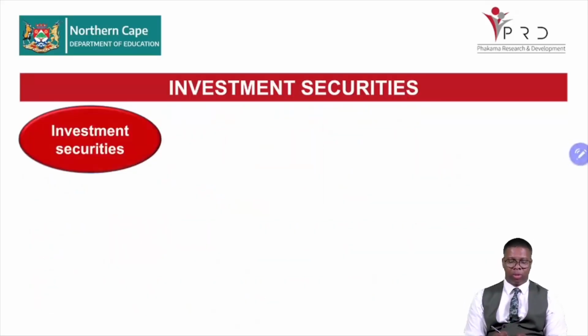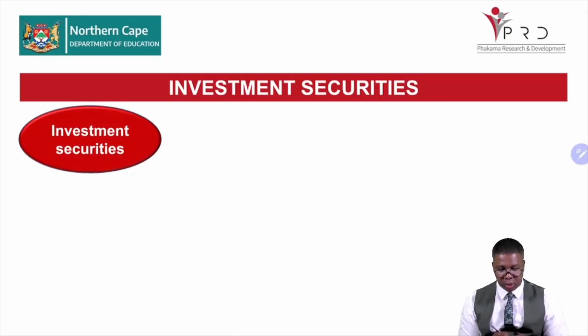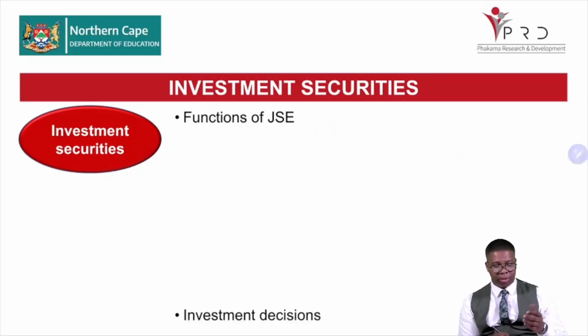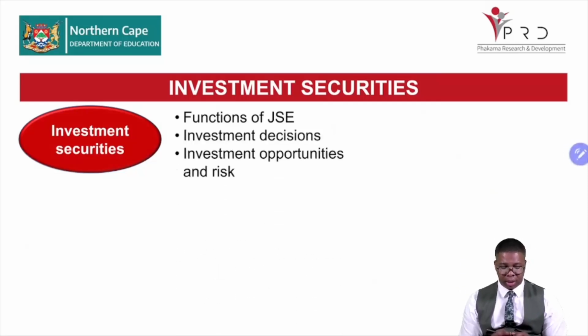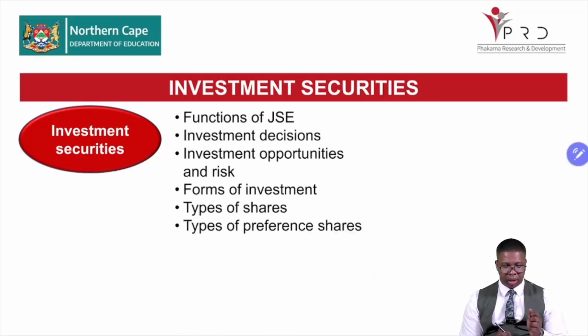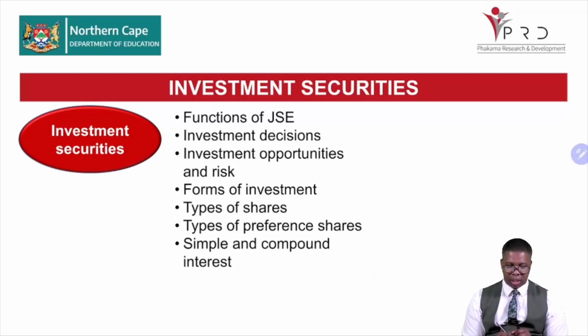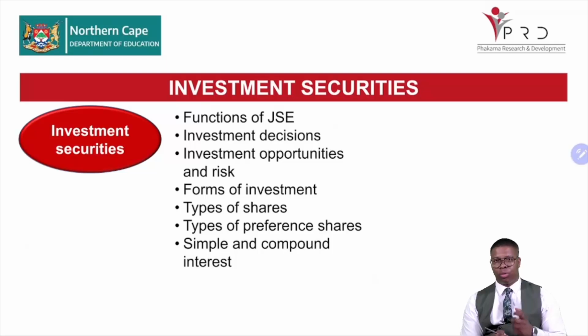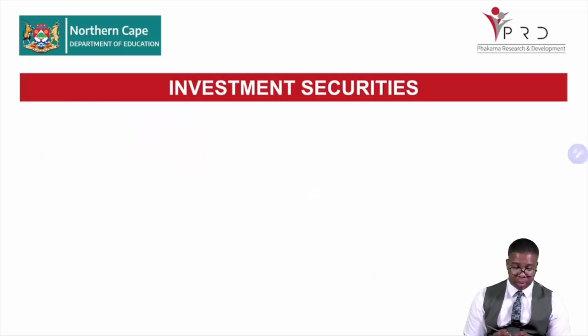Then we look into the second subtopic, which is investment securities. When you look into investment securities, you should know the functions of the JSE, investment decision factors, investment opportunities and risk, together with forms of investment, types of shares, and types of preference shares. Then look into simple and compound interest and how to calculate it. This is one subtopic that has calculations, so you should be ready and bring your calculator as you are going to write your paper 2.